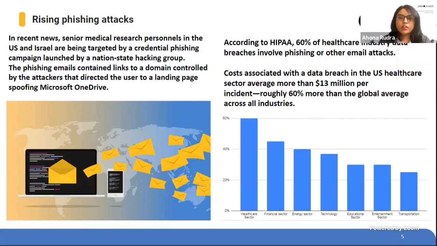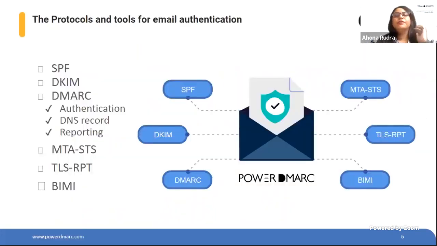Now proceeding to the protocols which you can configure for your domain to minimize business email compromise and spoofing. We are going to talk about the 6 protocols that we offer here at Power DMark, which are listed here.